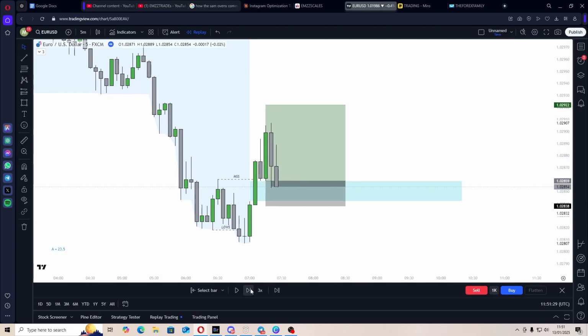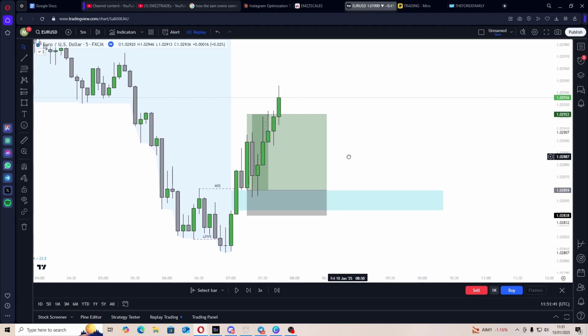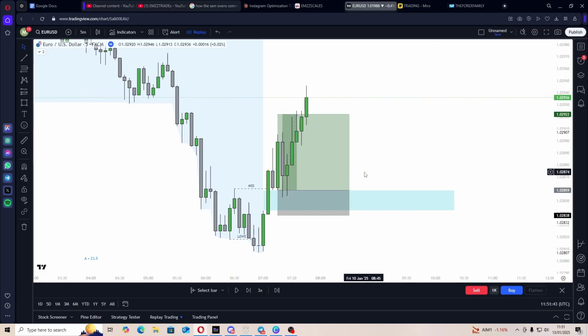You can see how it just entered off of there, and now it's completely smashed take profit. This is exactly the way you want to see trades going, and exactly how you want to take trades in 2025. Use this strategy for more wins. I'm going to show you another example right now.